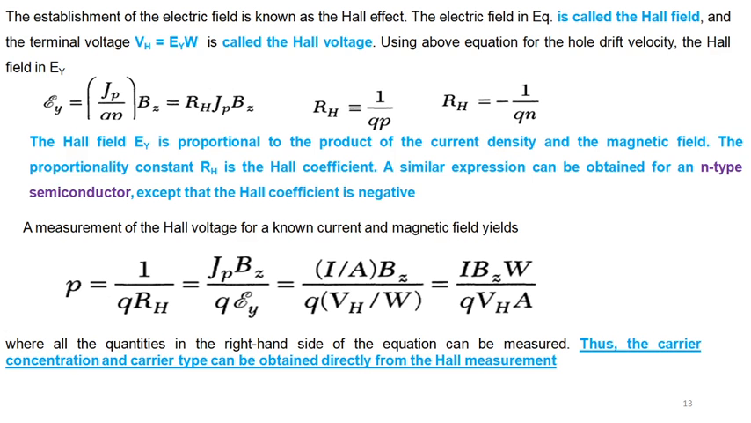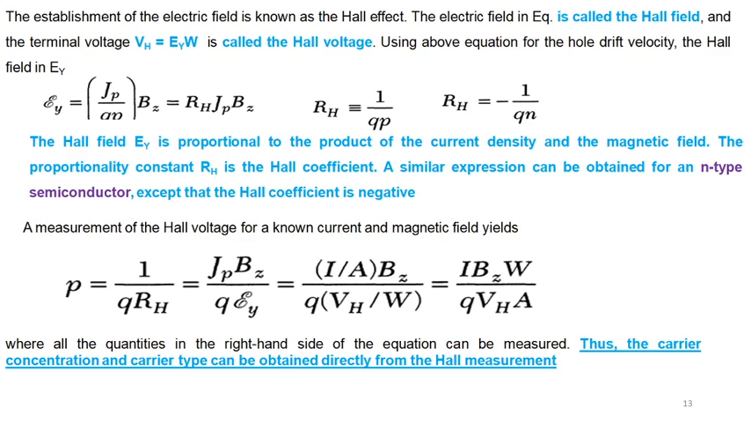And then we can obtain this electric field, which is known as the Hall effect. From this electric field equation we can also get the Hall field. Then R_H is the Hall coefficient, E_y is the electric field, W is the thickness of your specimen, or the thickness of the semiconductor material which we have taken, and V_H is called the Hall voltage.